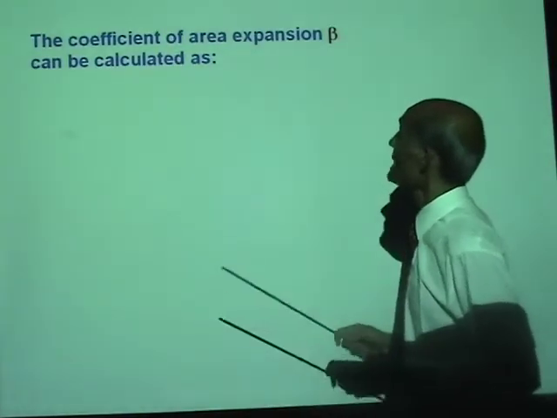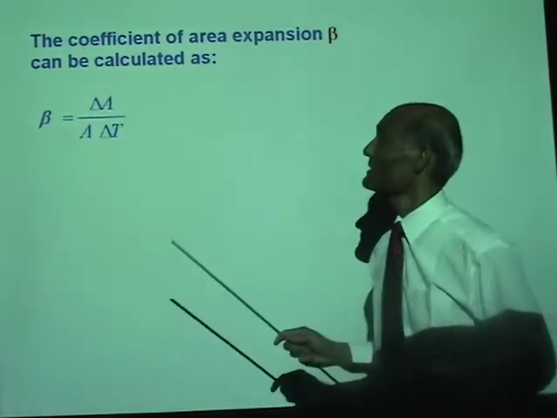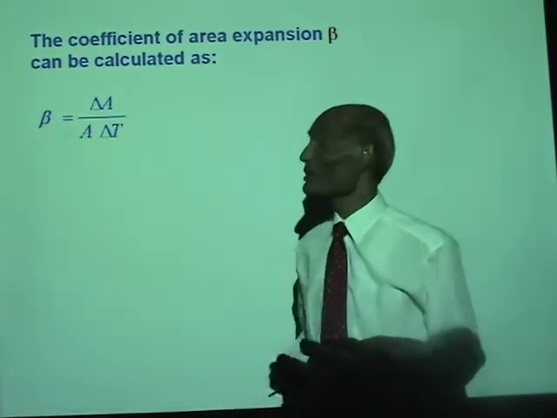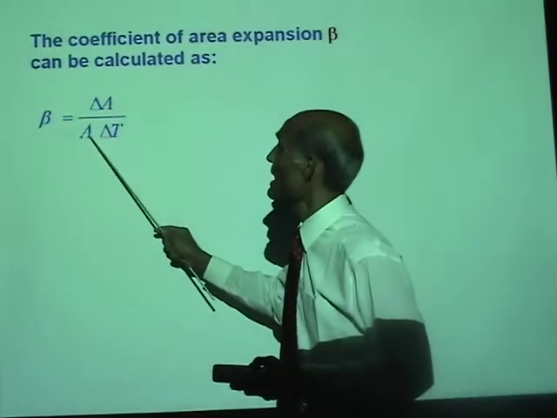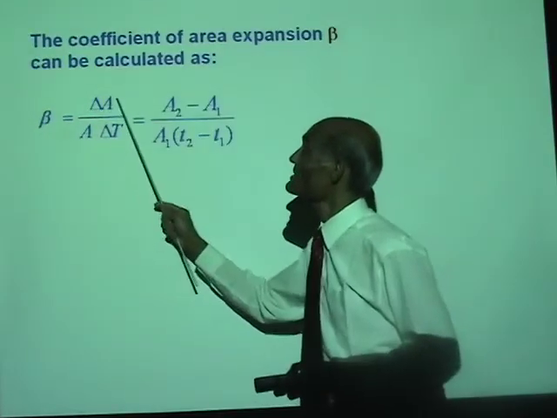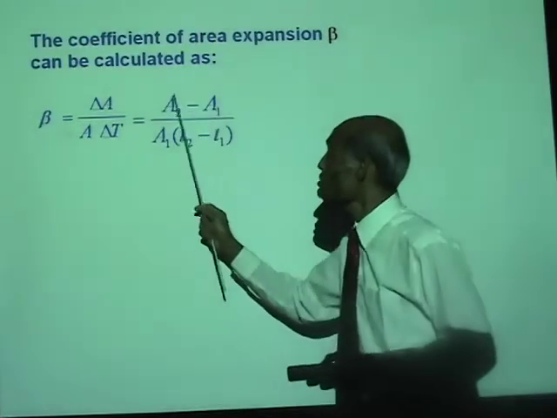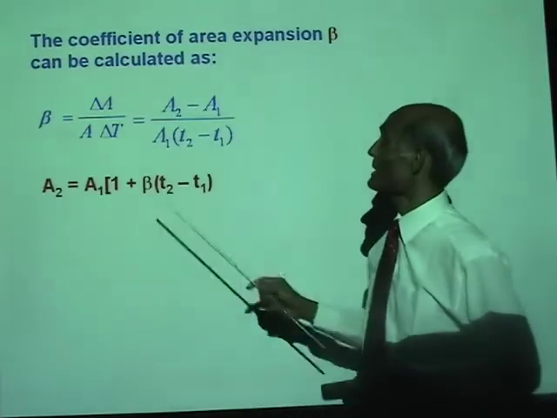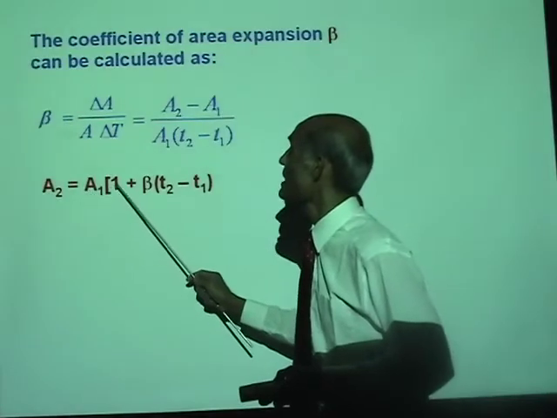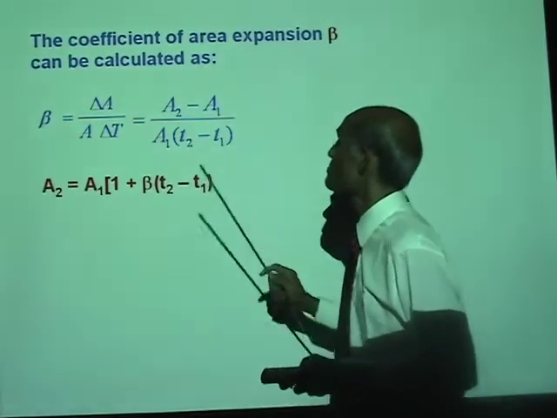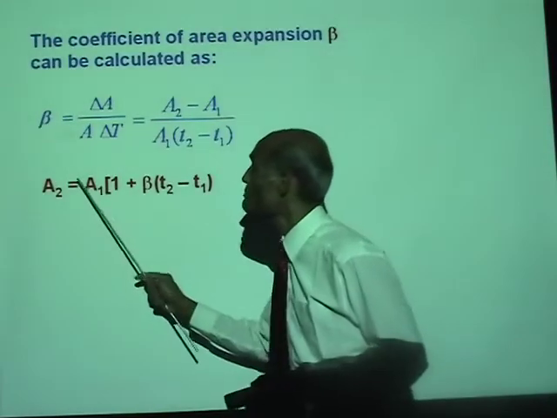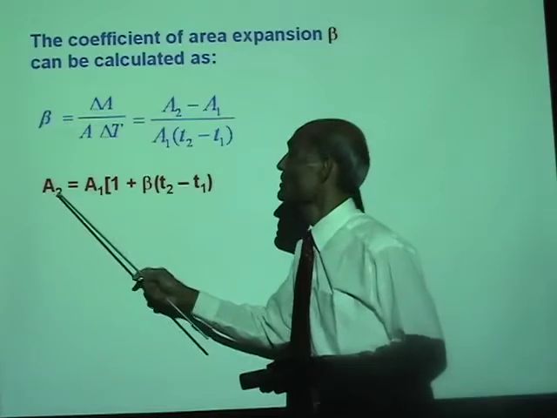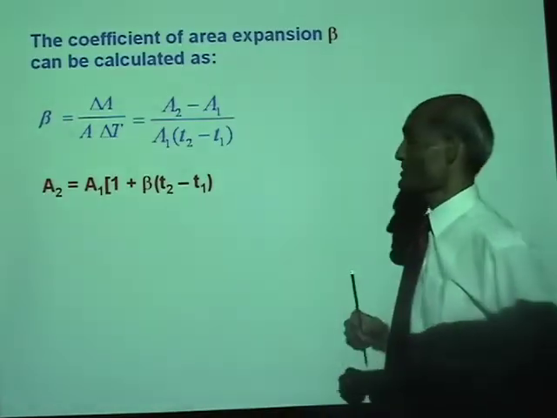Now, the coefficient of area expansion beta can be calculated just like we calculated the coefficient of linear expansion. We can calculate beta as delta A divided by A times delta T. And delta A is A2 minus A1. Is that right? The change in the area. And this equation can now be used to solve for A2, the final area, like this: A2 equals A1 times 1 plus beta times T2 minus T1. So, once you know your initial area, the coefficient of area expansion, and the change in temperature, we can find the area at that final temperature.